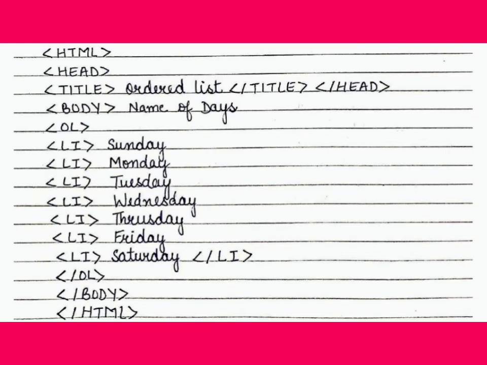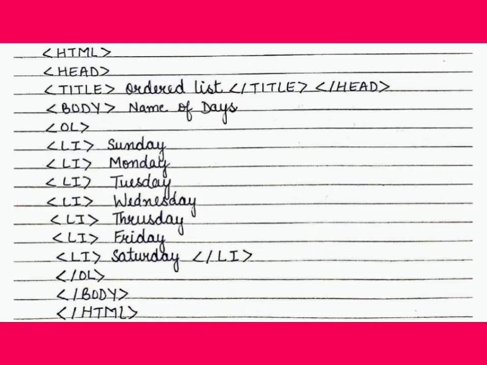Students, first of all, start with the opening HTML tag, then the opening head tag. Number 3 is the opening title tag. Here we have given the title ordered list and use the closing title tag. After that, close the head tag also. Now start with the opening body tag. Here we have written the names of days.